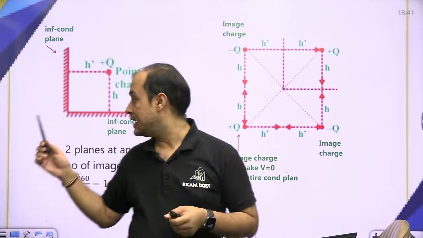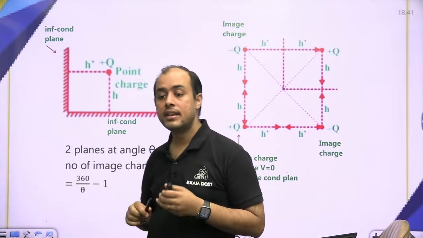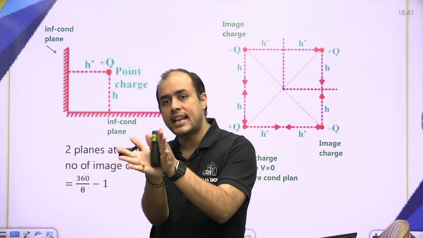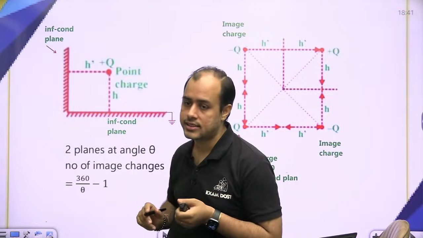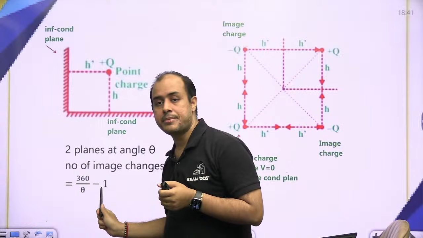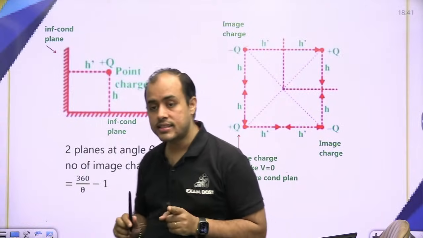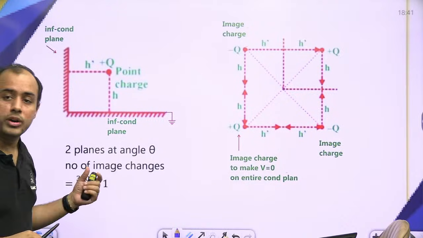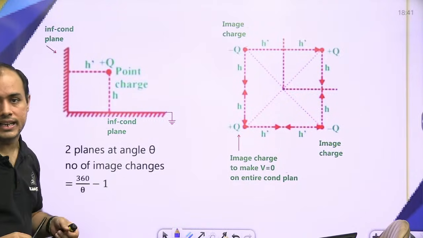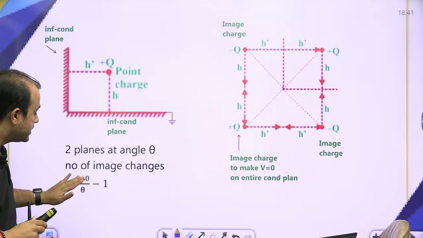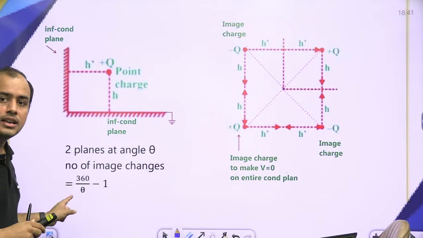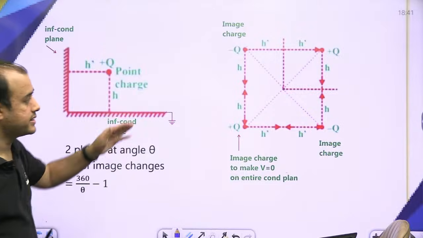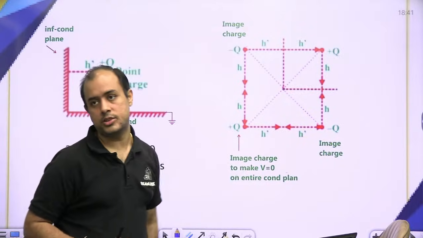So this is when they are at an angle of 90 degrees. Suppose there are two planes at an angle theta. How many charges to consider? 360 by theta minus 1. These are the number of image charges other than the original charge. Original charge के अलावा कितने images बनेंगे? So at 90 degrees, 360 by 90 minus 1. So 4 minus 1, 3 image charges. Minus q, plus q, minus q.